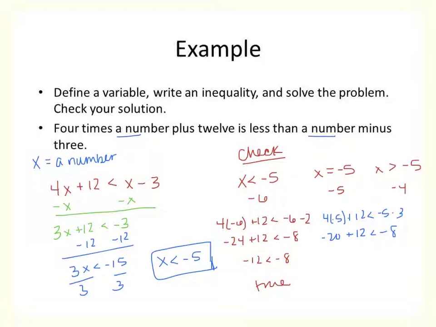Hold on, I don't know how my 2 turned into a 3. Oh no, it's supposed to be a 3. This one over here turned into a 2. -3, so -9. Still true there. -8 less than -8. That is false. Okay, and then the last one, I kind of ran out of room, but you would need to do it.